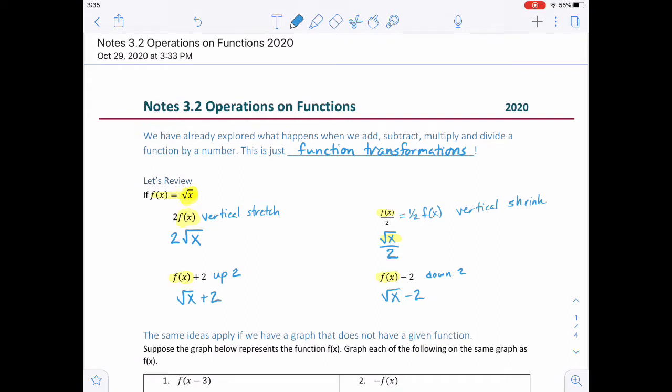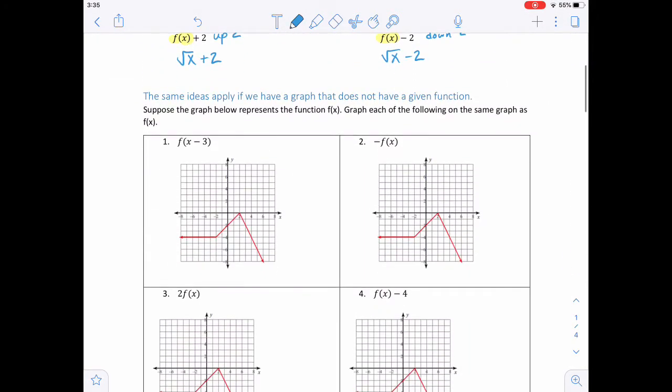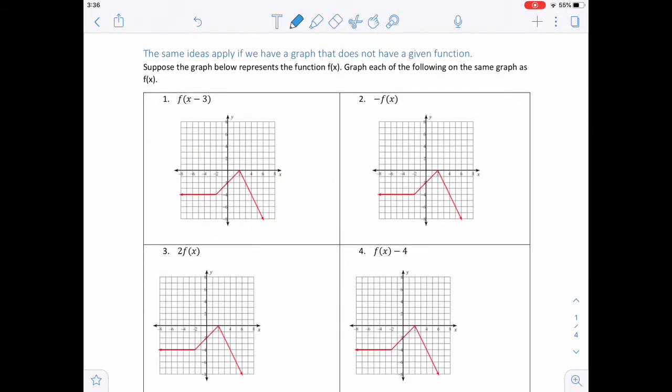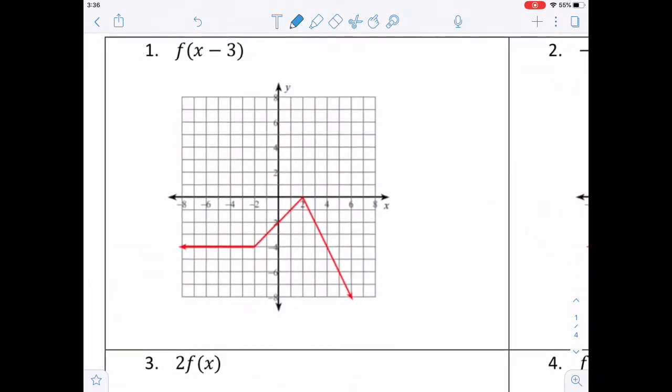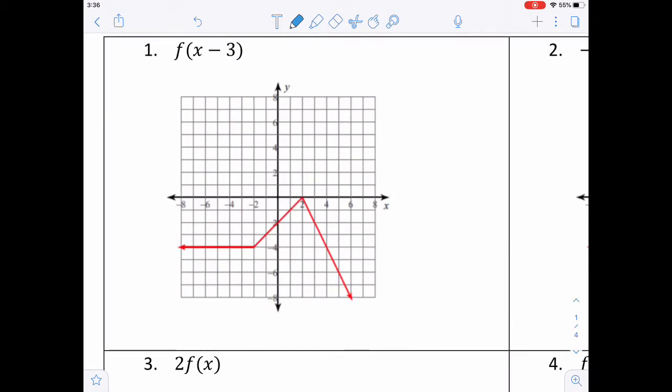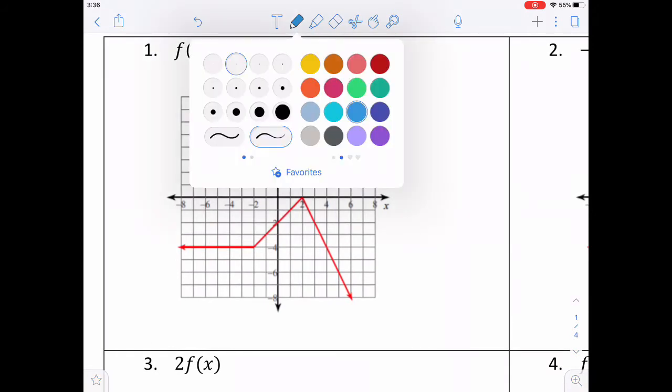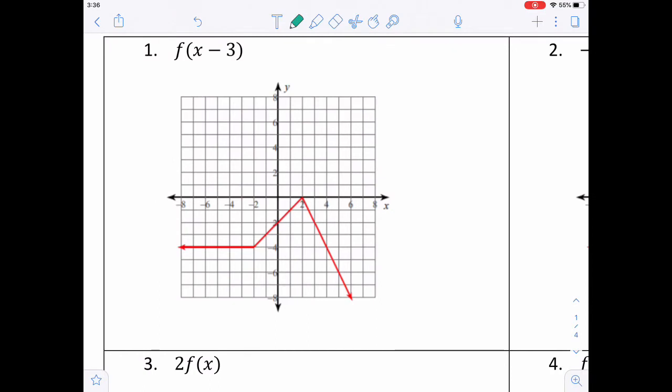And so that same sort of idea applies if we have a graph and not a function. So let's look at a couple of examples. So we have this graph f of x, and then we're going to do stuff to it. So here we have f of x minus 3. And so if we remember, what does this do? Well, this is on the inside of these parentheses, and it's going to be opposite. So this is right, left, and if it's minus, this is actually going to be to the right 3.